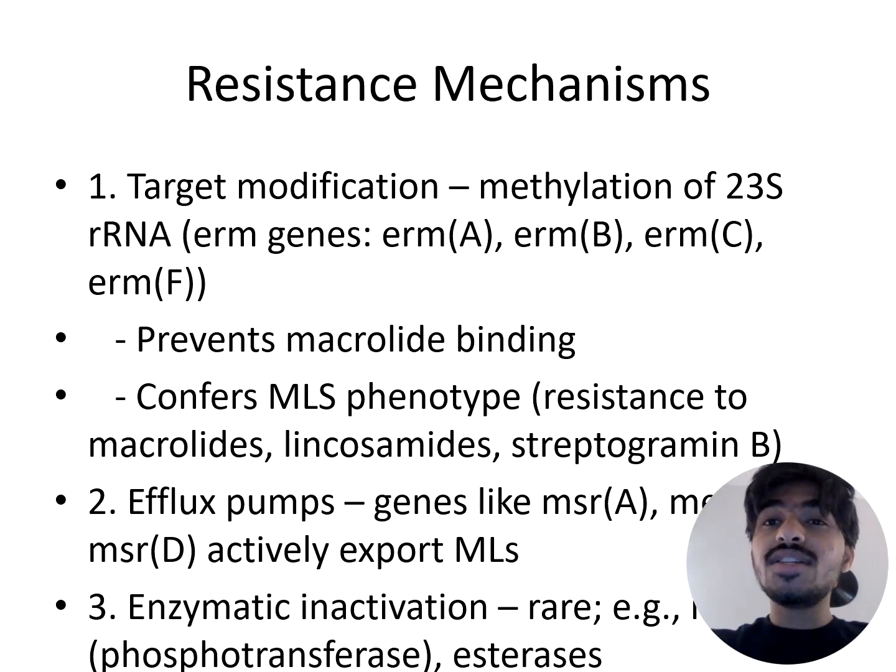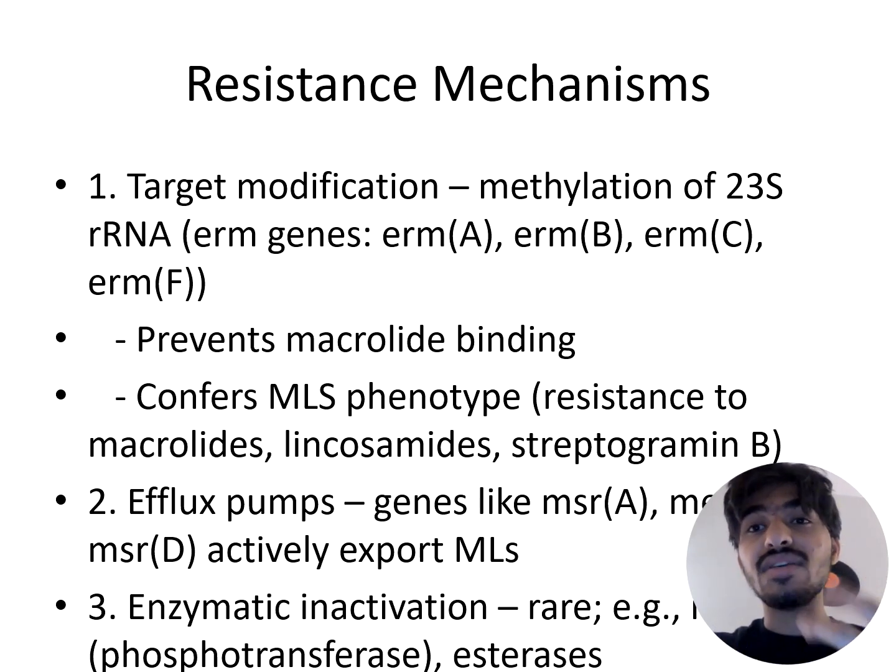Resistance mechanisms. Bacteria resist macrolides through three main pathways. The first is target modification, the second is efflux pumps, and the third is enzymatic inactivation, which is rare. So coming to the first one, target modification.